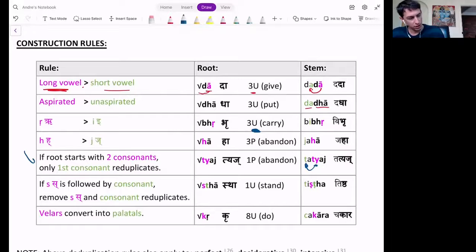If s is followed by a consonant, remove the s and the consonant reduplicates. Now you're probably asking, how do you go from stha, this is a common one, into tiṣṭha? Well, there it is. Look at the colors and you'll figure it out.